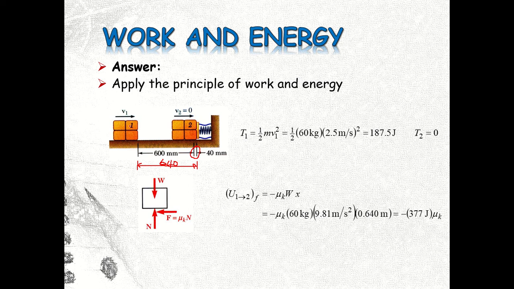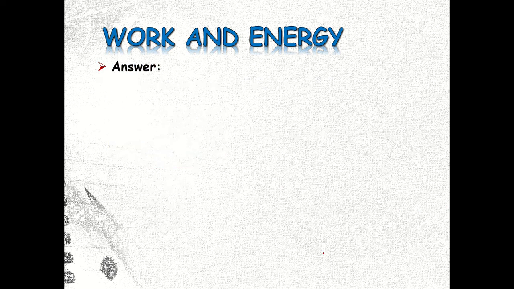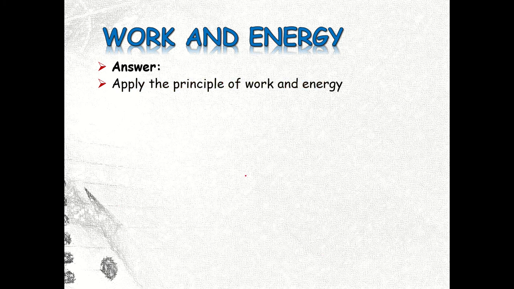Okay, work done by this force, due to the velocity of this package going to the right, is equivalent to negative 377 joules multiplied by the coefficient of friction. Remember this one, we will be using this equation in our next equation to solve for mu sub k. So apply the principles of work and energy.